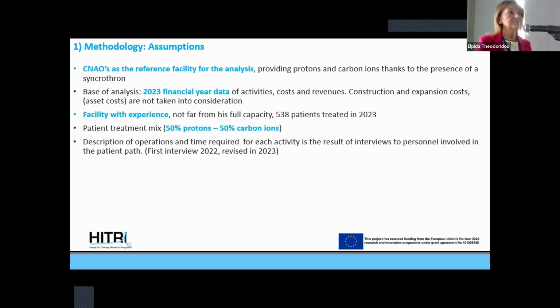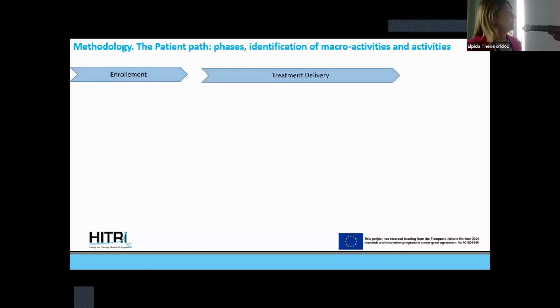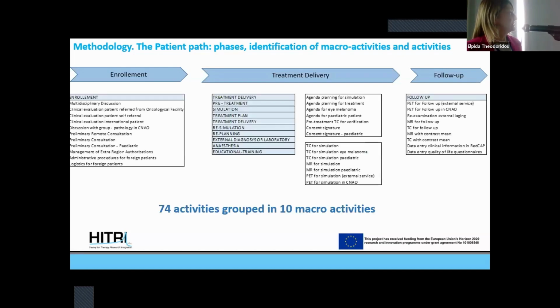as an assumption, we made some interviews of the clinical staff and all personnel involved in the clinical paths in year 2022, and we revised them in 2023. So the starting point is observing the patient paths and identifying some micro phases, micro activities, and some activities. The phases of the patient path we identified are: the first one is the enrollment, then the treatment delivery, and then the follow-up. Within these 3 phases, we have identified 74 activities grouped in 10 macro activities.